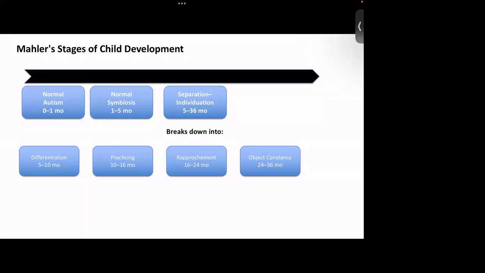Next comes practice, where the child actually puts into practice this differentiation, starts crawling around, perhaps starts walking. At the age of 10 to 16 months, many toddlers already can start to walk. Then comes rapprochement, which is when even though the child is walking away from the mother, it's constantly looking over its shoulder. Oh, mommy or daddy or whoever it is is still there. I feel safe and secure. And finally, at 24 or 36 months, give or take, the child develops object constancy, that the object, the mother, is constantly here.